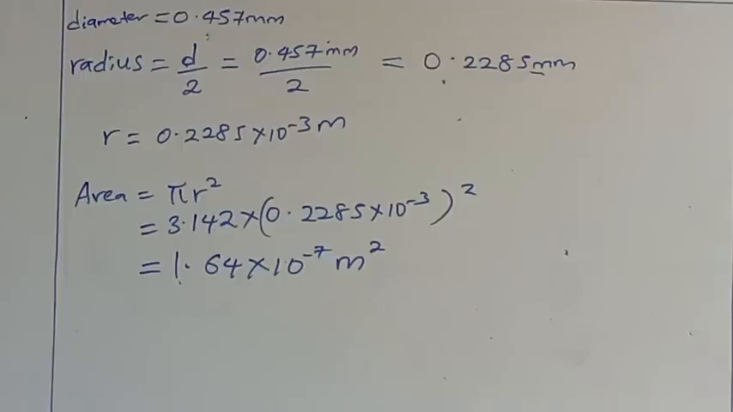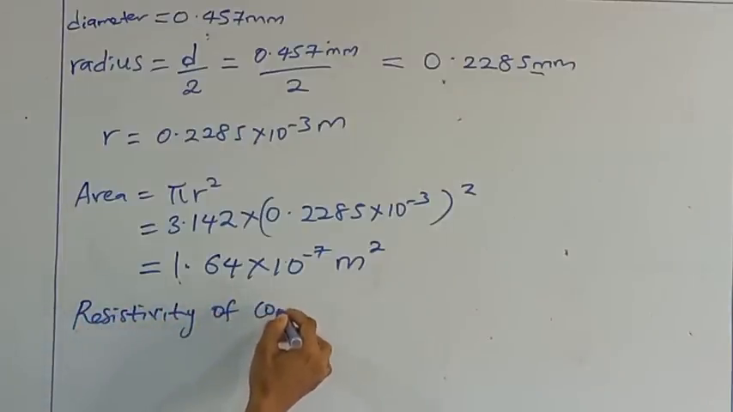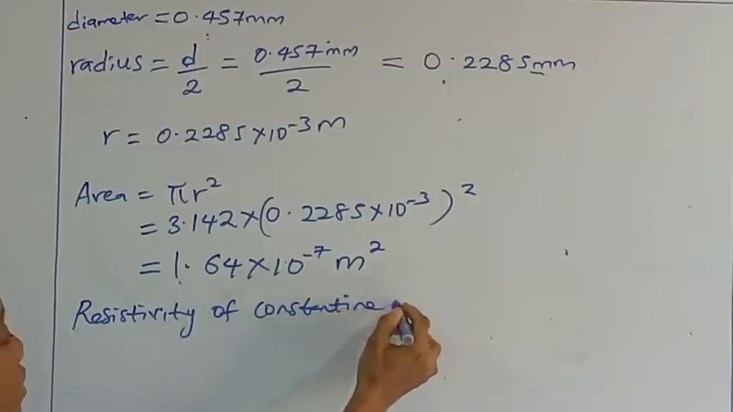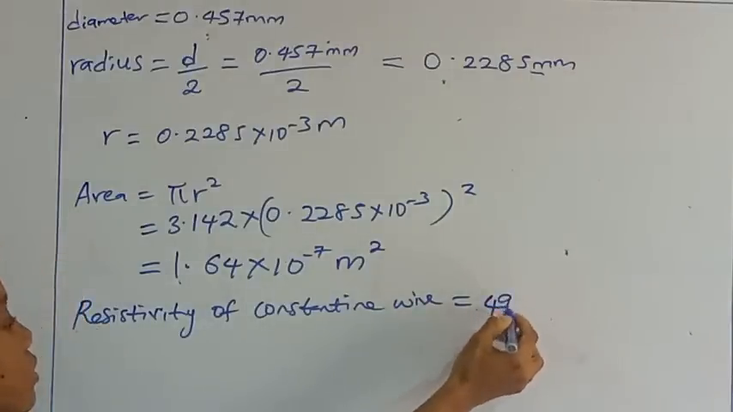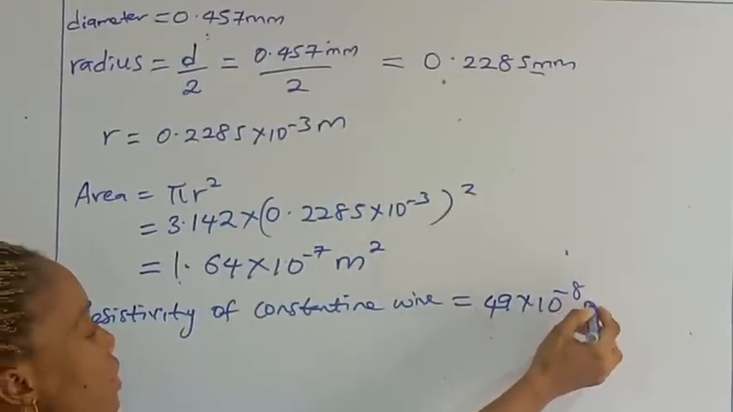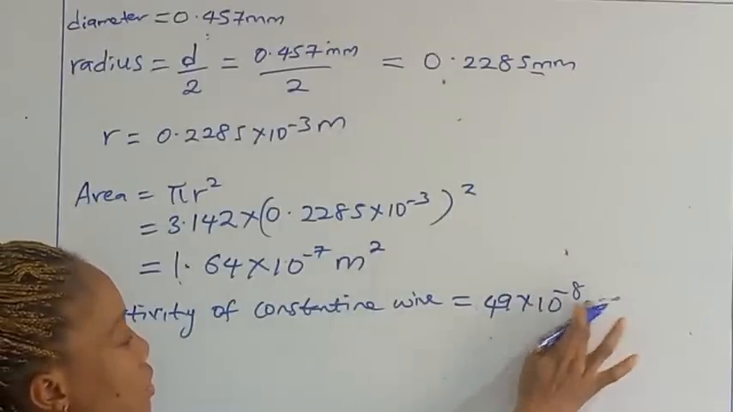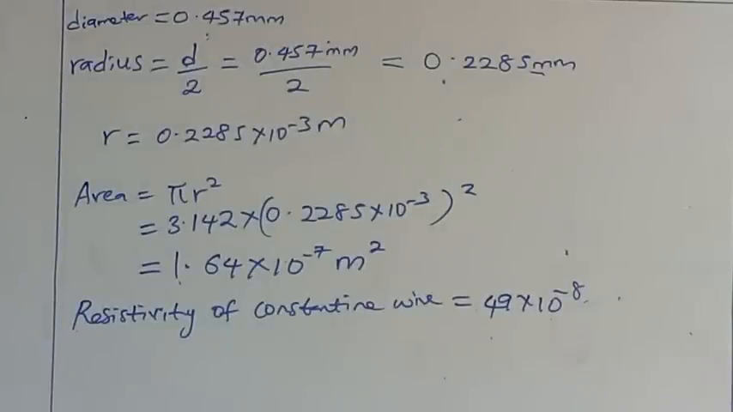Then another thing we need to get is the resistivity of this wire. If you Google online, you're going to get the resistivity of Constantine wire. The resistivity of this Constantine wire is equal to 49 times 10 raised to the power minus 8 ohm meter.